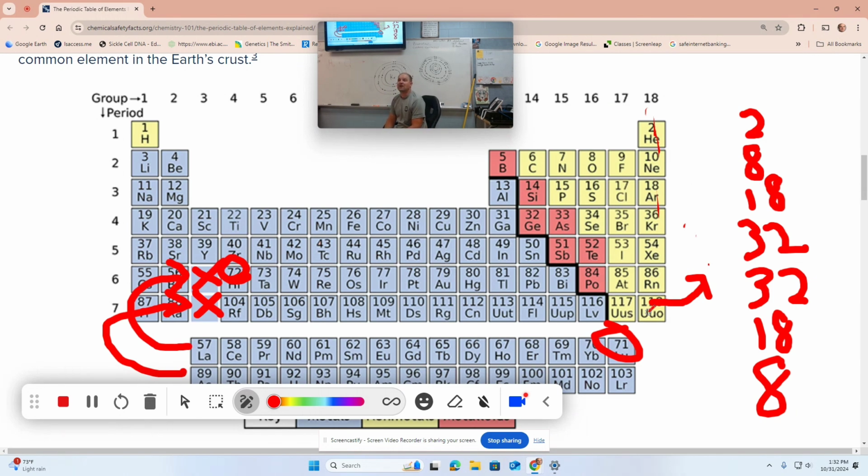Krypton is supposed to have how many electrons? Look at your periodic table. 36. So 2, 4, 6, 8, 10, 12, 14, 16, 18, 20, 22, 24, 26, 28, 30, 32, 34, 36. And we didn't break any rules. We only have 8 in the valence shell. Make sense? That's how you do it.